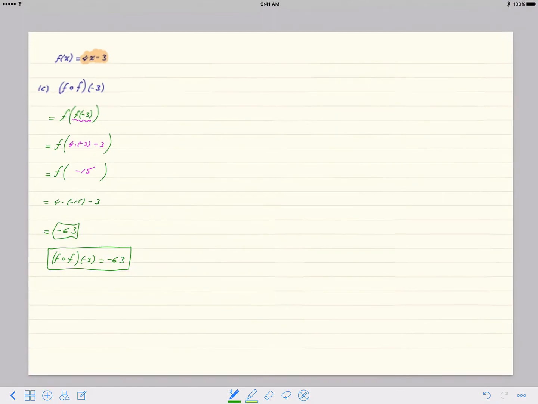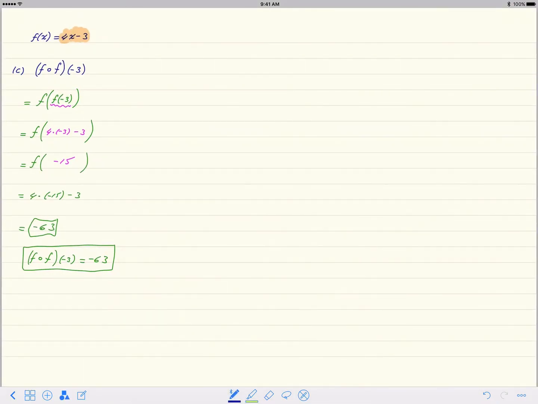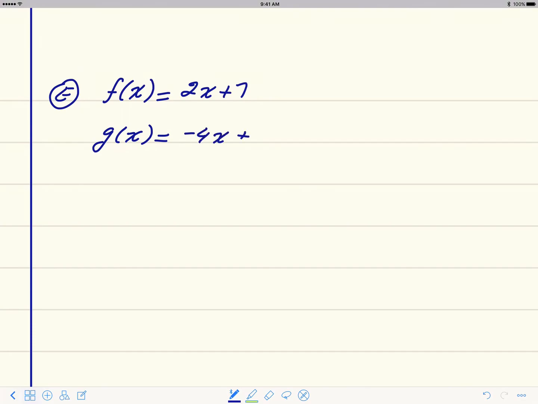Now, in this next example, I would like to show you that you can just build a whole new function. You don't have to keep using the definition over and over again. So in this example, I'd like to give you two functions again. Well, let's do f of x equals 2x plus 7, and g of x will be negative 4x plus 5. Okay? And we're going to calculate a few things. In part A, f composed with g of x. And then in part B, we're going to calculate f circle g of 3.